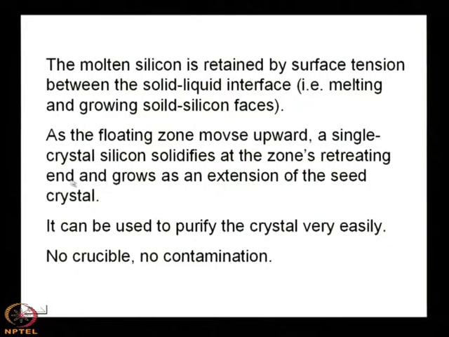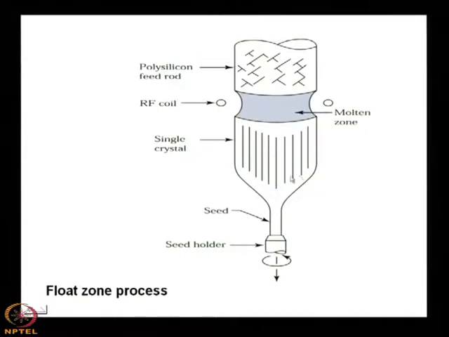So, because of the surface tension between these two interfaces, it is held there, it does not detach from its position. As the floating zone moves upward, see the spelling mistake, floating zone moves upward, a single crystal silicon solidifies at the zone's retreating end and grows as an extension of the seed crystal. Retreating end means this end, this is the retreating end. So, as it moves, the single crystal increases as it moves upward.